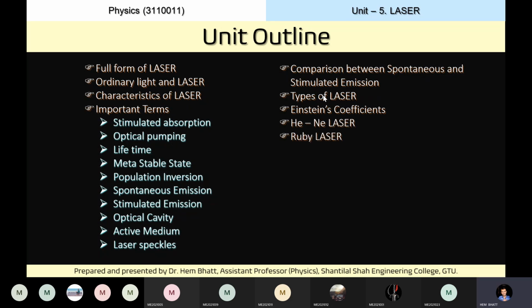Helium neon laser and ruby laser. You must expect one of these two in your GTU exam. Either helium neon or ruby laser. One of these two will definitely be there in the GTU exam. So do learn it nicely. And lastly, applications of laser. We did see this in the last lecture. So this is your unit.